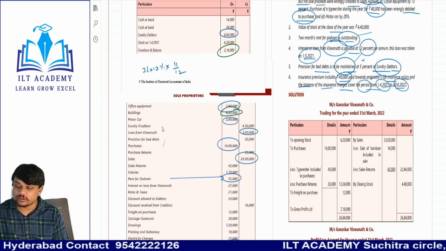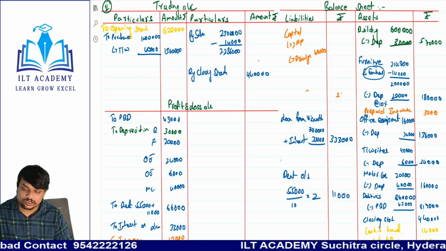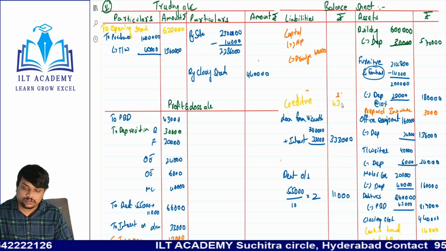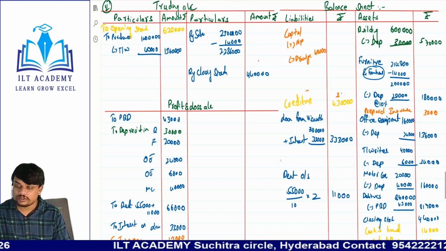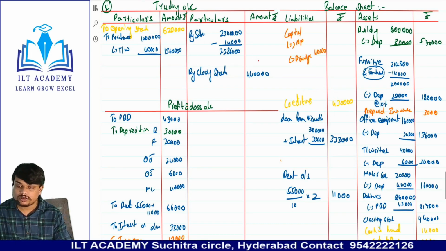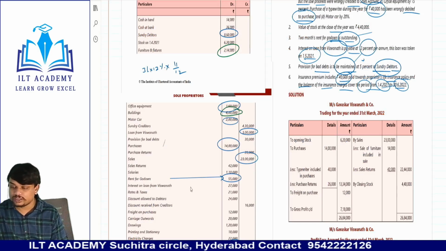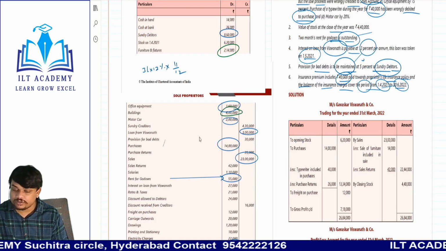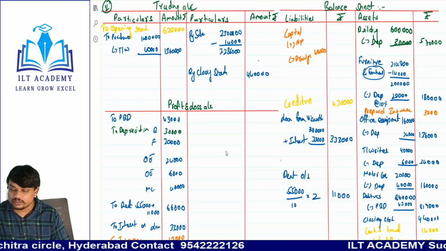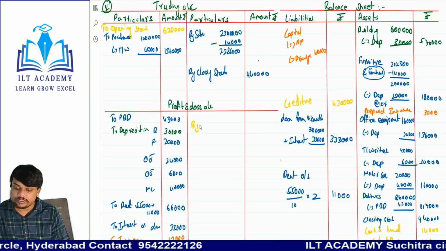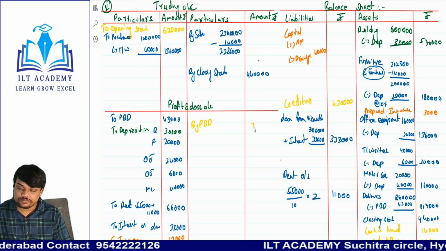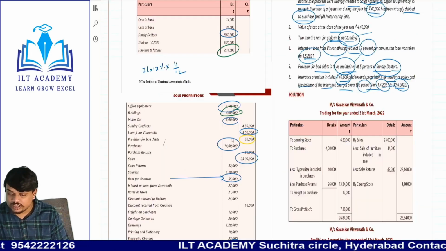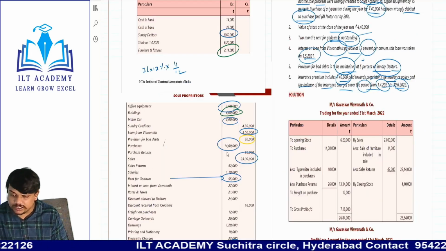Furniture and fixtures done. Office equipment, building, motor car done. Creditors 4,30,000. Afterwards, we are having loan from Vishwanath done. Provision for bad debts as 30,000. So you can write this provision as by provision for bad debts 30,000, or else you can deduct from this 43,000. Not an issue. Purchase minus purchase returns done.